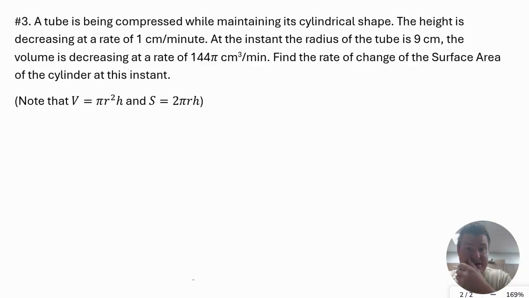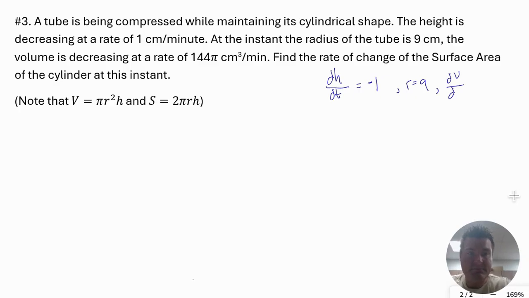So real quickly, I'm going to want to state what I have, what I need to know. So I know that the height is decreasing, so I'm going to call that dh over dt. I'm going to put all my givens over here. Decreasing, so it's -1. I know that r is going to equal 9 at a certain time when dv/dt is 144 pi, and I want ds over dt.